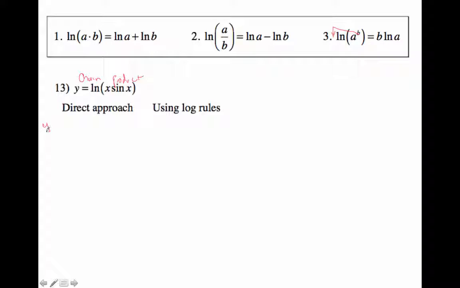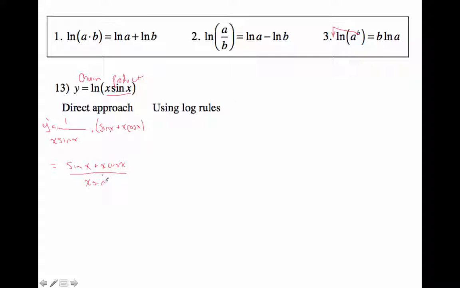To take the derivative of this, the outer function is the natural log, so our new rule says we just take the reciprocal of whatever's inside the log, so 1 over x sine x. But then we're going to multiply that by the derivative of x sine x, which is going to involve a product rule. The derivative of the first function is 1, times the second function makes sine x, plus the first function, x, times the derivative of the second function, which is cosine x.